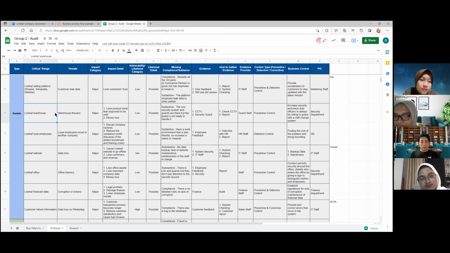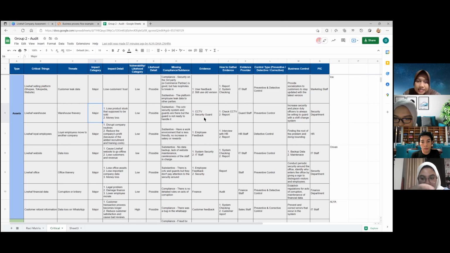The second critical thing is the Livehaf warehouse, because it can be stolen from by an irresponsible person, and the threat is warehouse thievery. The impact category is major, and the impact detail is that Livehaf can lose product stock that is supposed to be sold, and also money. The vulnerability or likelihood category is low, the likelihood detail is possible, and the missing one is substantive, because the CCTV, security system and guard are there, but the guard is not ready to handle it.